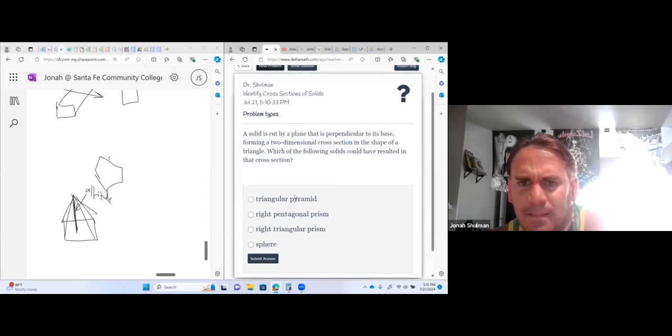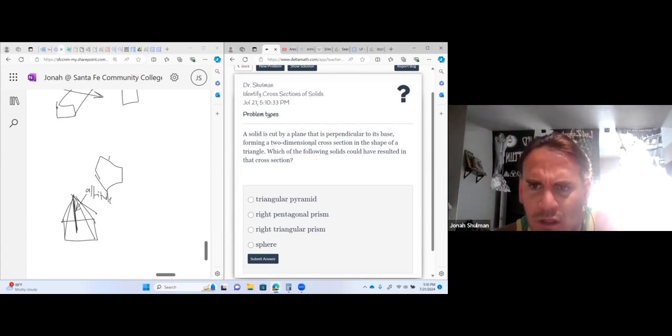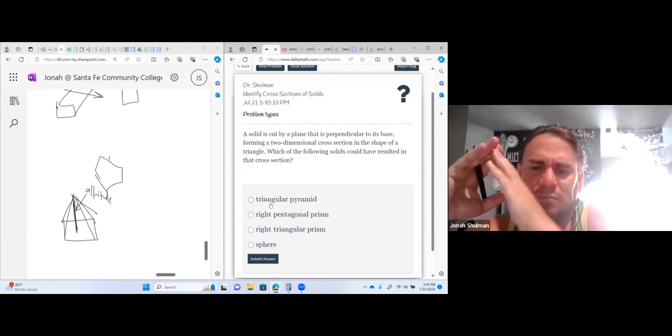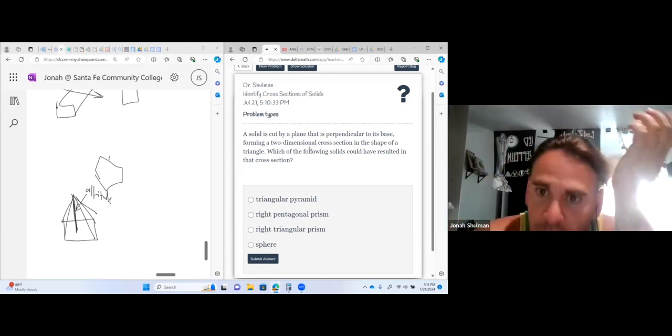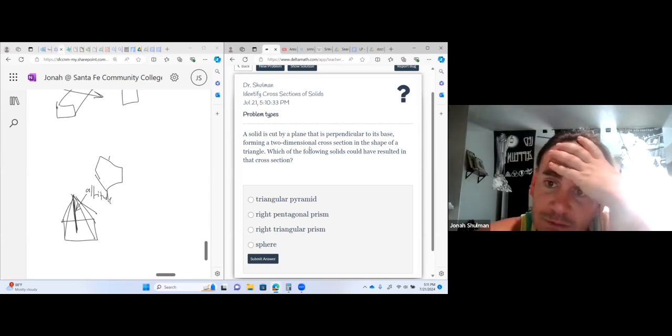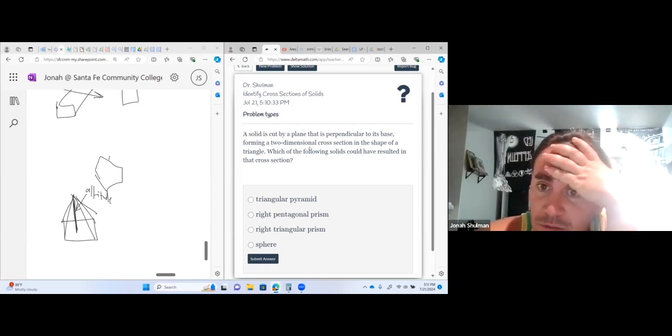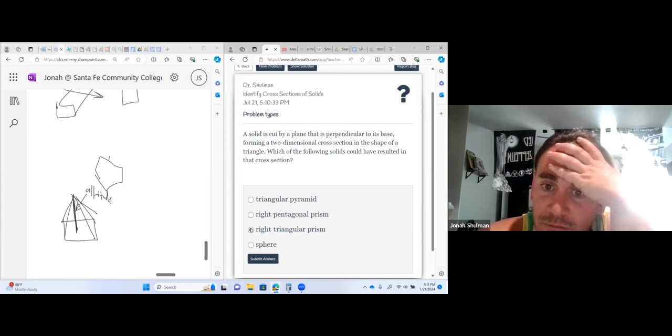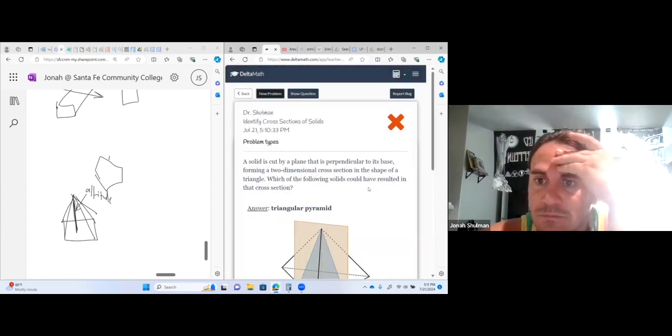One more. A solid is cut by a plane that is perpendicular to the base. So that's one like this, up and down through it, not across, forming a two-dimensional cross-section in the shape of a triangle. Triangular pyramid, right pentagonal prism, right triangular prism. So basically our choices are, is it going to be a pyramid or a prism? If we cut it down perpendicular to the base, we're going with the triangular prism.